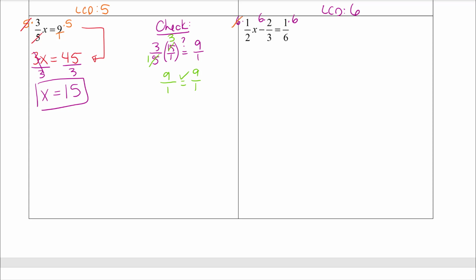So notice the 6 and the 2 divide out to 3. And then I just have 3 times 1x, which is 3x. On the next one, the 3 and the 6 divide out to 1 and 2.